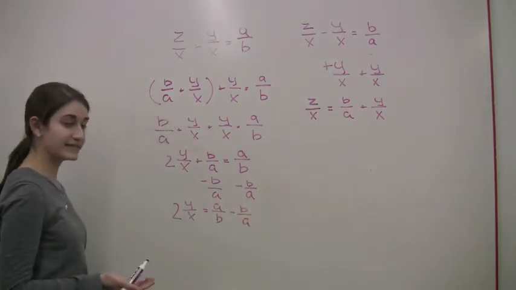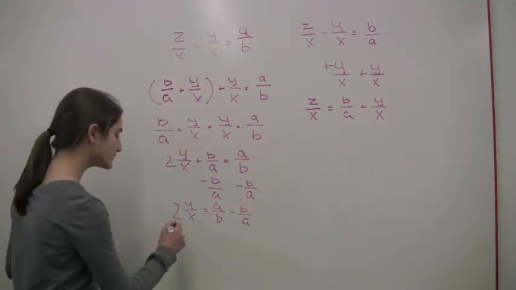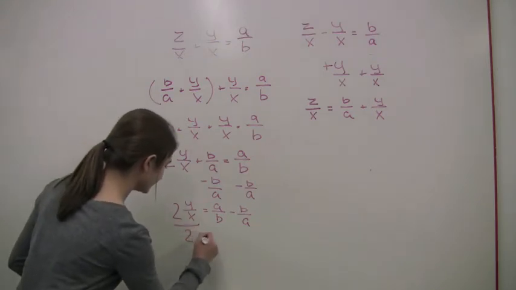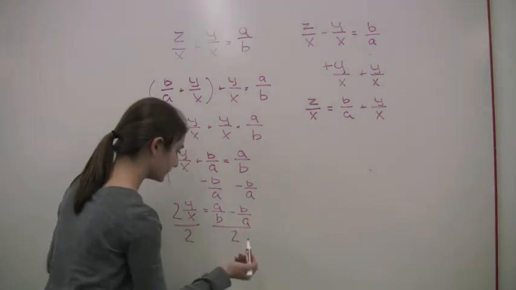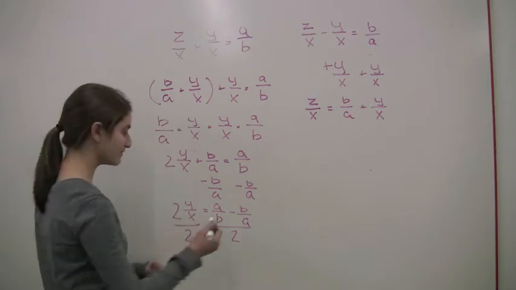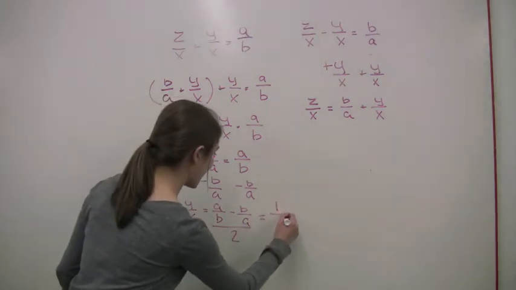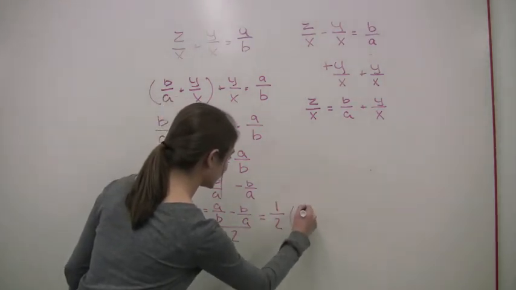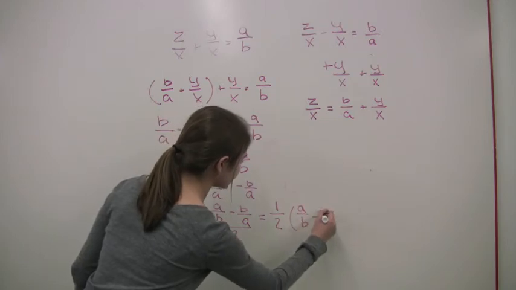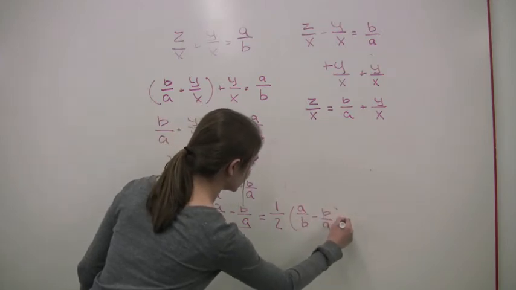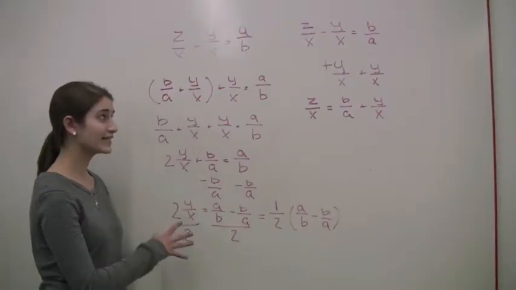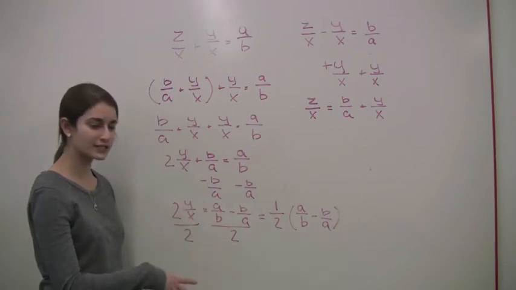The final step in this equation is to divide both sides by 2. This can now be simplified to y over x equals 1/2 times (a over b minus b over a). Let's now erase this work and look at both equations next to each other.